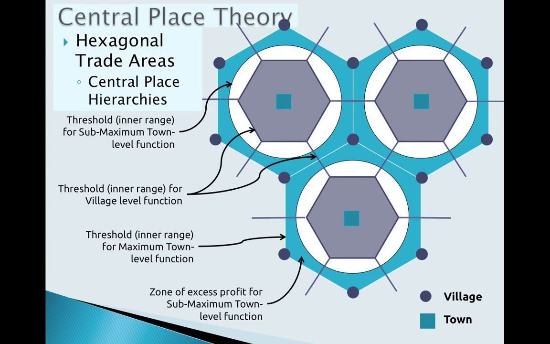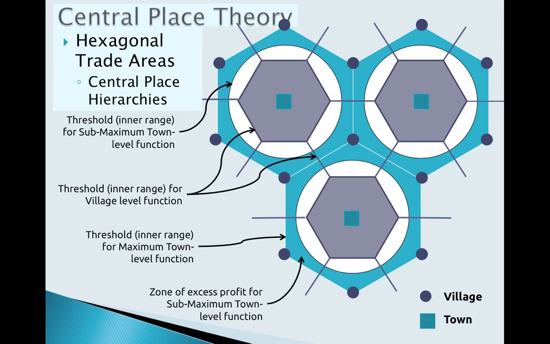And if you look at the arrangement of hexagons in this diagram, what you see is that there are village level hexagons or trade areas that define how people travel in order to consume those very basic goods and services. The lines that create these hexagons are labeled as the threshold or the inner range for the village level function. Okay, so that's one level.